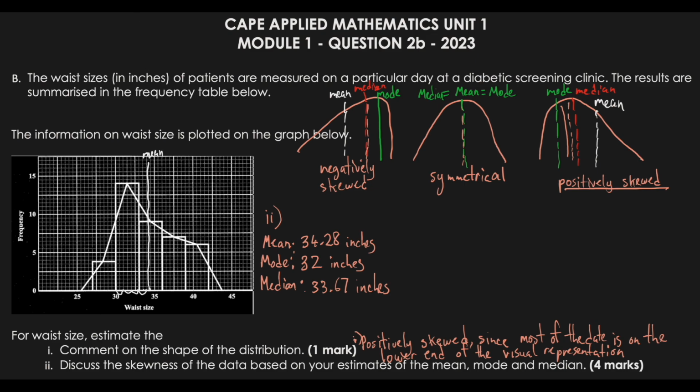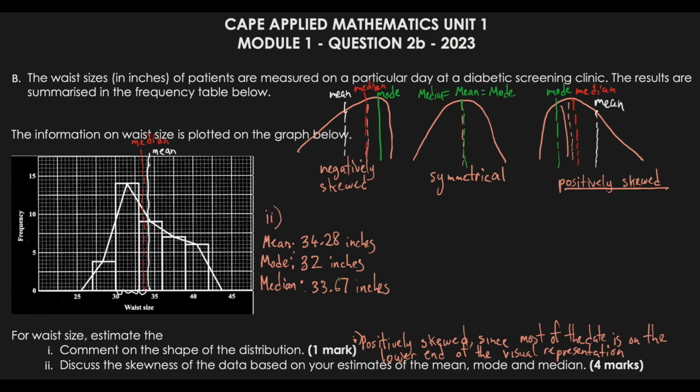Now, the next one we want to try is the median. So the median here is 33.67. So that's right here. This is 33 right here, and this here is 33.5. So roughly it's going to be just off of that. Okay? So just off of that right here, you would find the median.